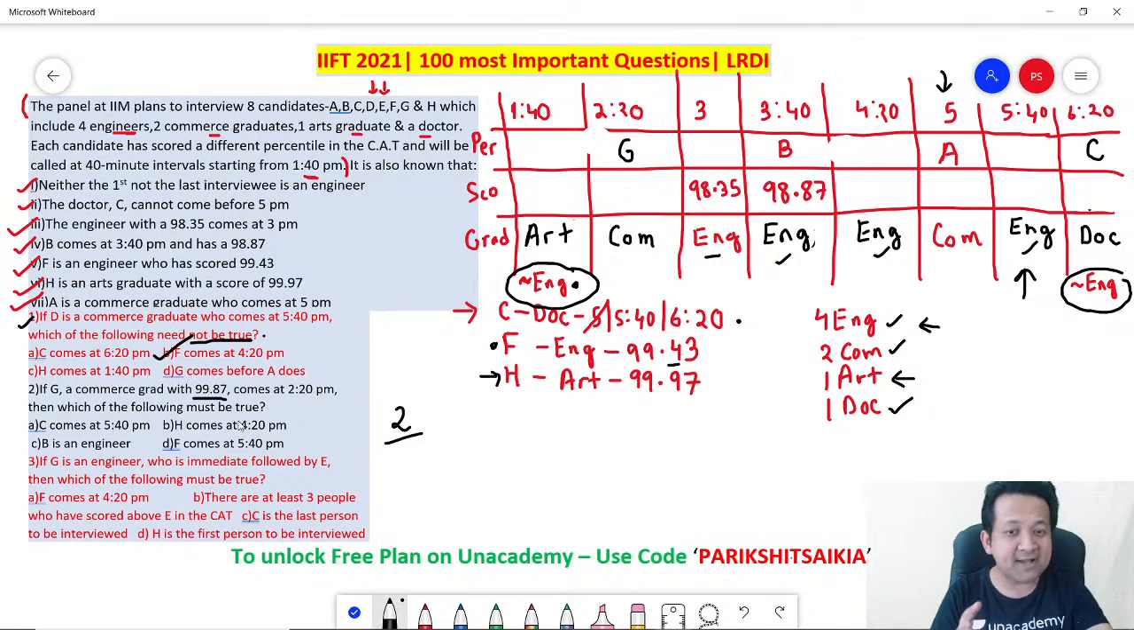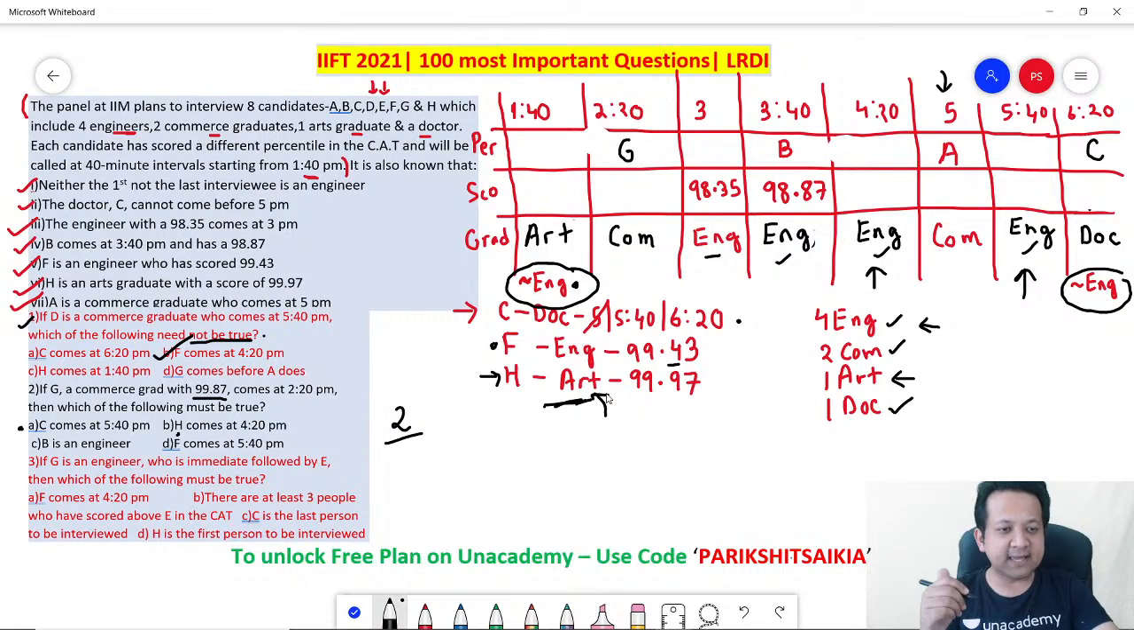Which of the following must be true? Must be true. Let's start. C comes at 5:40 p.m. Have a look. In our case, C is the last person to be coming. So obviously C cannot be coming at 5:40. He comes at 6:20. So option A cannot be the answer. H comes at 4:20 p.m. Where is H? Remember, H is the arts guy. And the arts guy does not come at 4:20. He rather comes at 1:40. So option B is also incorrect. Remember at 4:20, we have an engineer coming, while H is an arts guy.